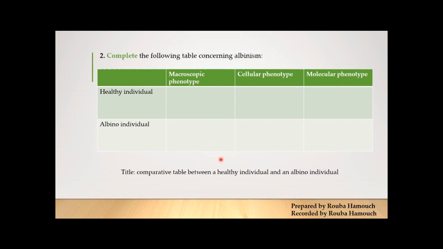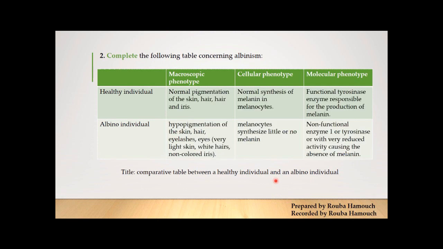So for the macroscopic phenotype, a healthy individual shows normal pigmentation of the skin, the hair, and the iris, while an albino individual shows a hypopigmentation or no pigmentation for the skin, the hair, the eyelashes, the eyes. The skin is light, the hairs are white, and the iris is not colored.